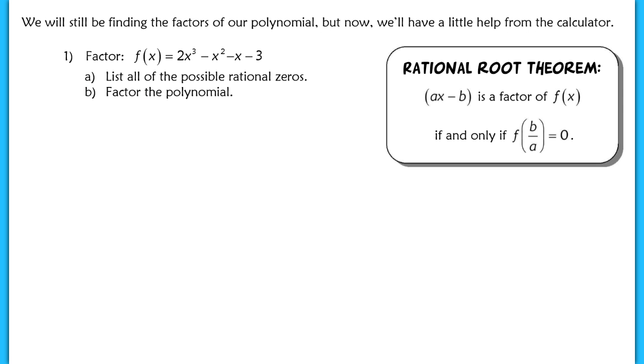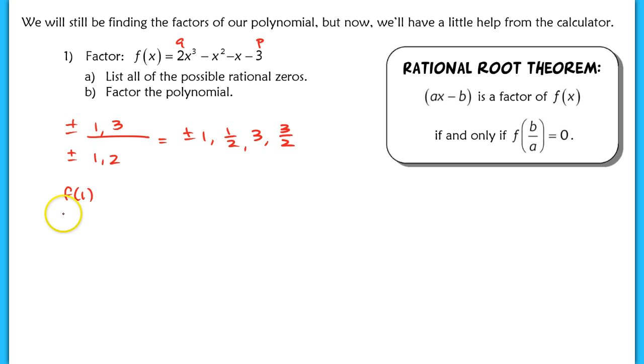All right, we're asked to factor f of x equals 2x cubed minus x squared minus x minus 3. So the first step we're going to always do is list our possible rational zeros. So we take our p over q values. So we have positive or negative 1 and 3 in our numerator for our p factors. And factors of q are positive and negative 1 and 2. So we end up with possible p over q values of 1, 1/2, 3, and 3/2. So these are all of the possible rational zeros.